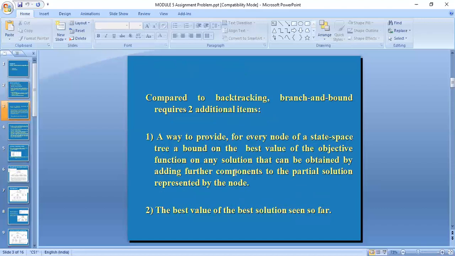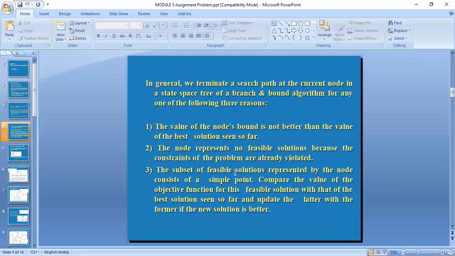Now compared to backtracking, branch and bound requires two additional items. What are the items? When you say bounded value, there is some method for calculating it by using an objective function, and you will have some components which will be added for finding the bounded value for getting a partial solution. The value of the best seen solution will also be taken for the branch and bound method.